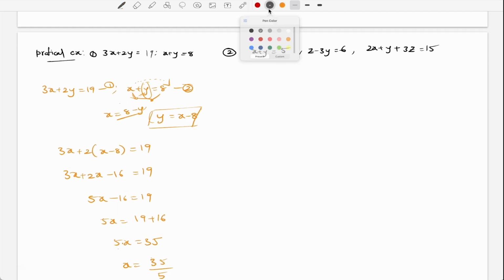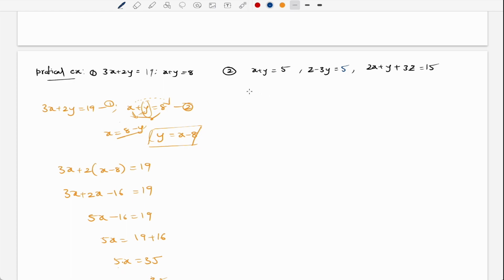After that, I'm going to give a 3-dimensional example also. We have an x, y, z plane. How are we going to find these values? This is our first equation, and we have our second equation, and we have our third equation, right?